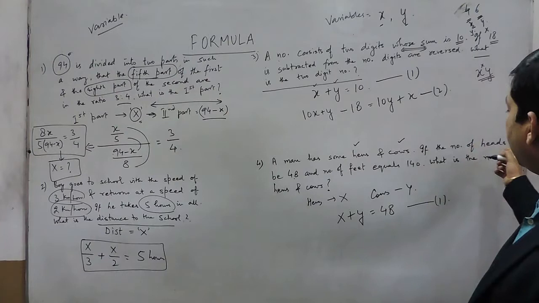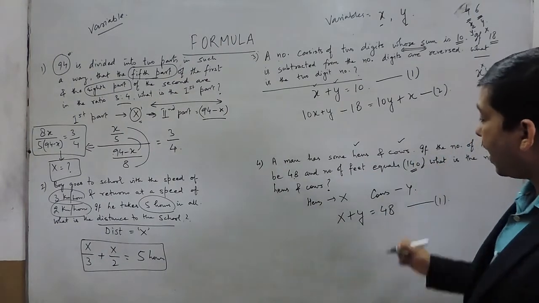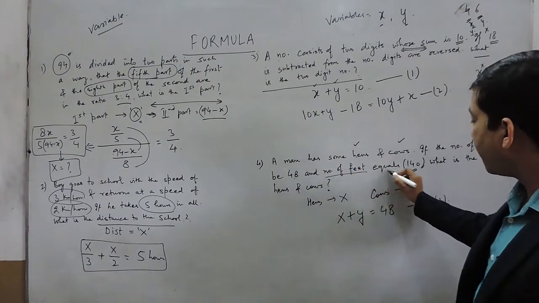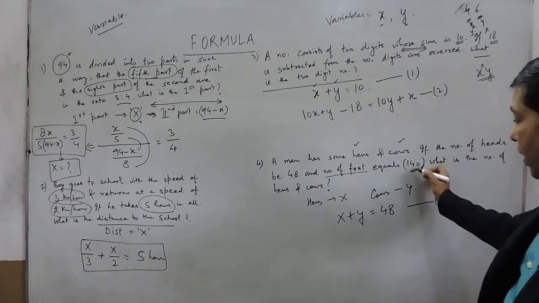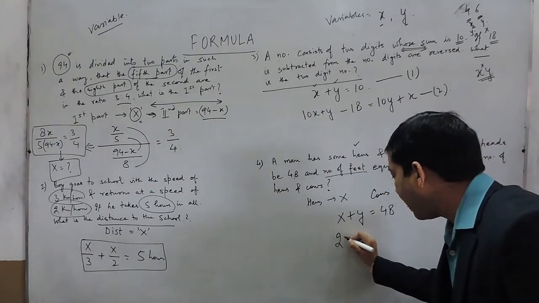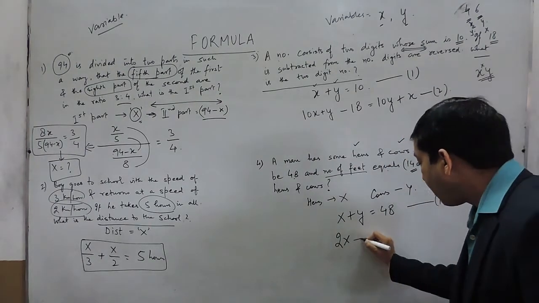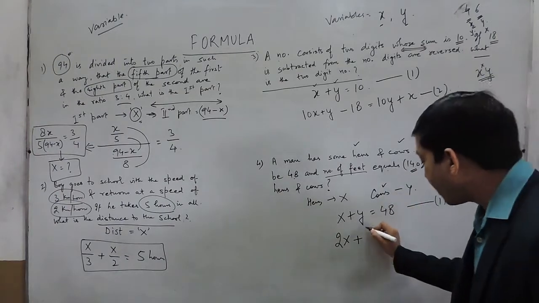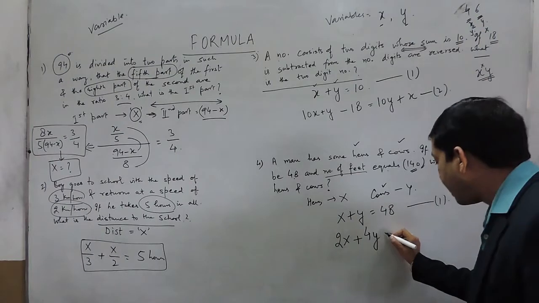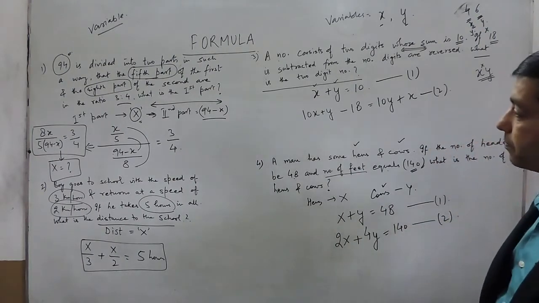So in the question, there must be some other constant known to us from which we can make the algebraic expression. Here, the number of feet equals 140. Every hen has 2 feet, so 2 into x is the number of feet of hens, plus every cow has 4 feet, so 4 into y is the number of feet of cows, and this equals 140. This is the second equation we have made.